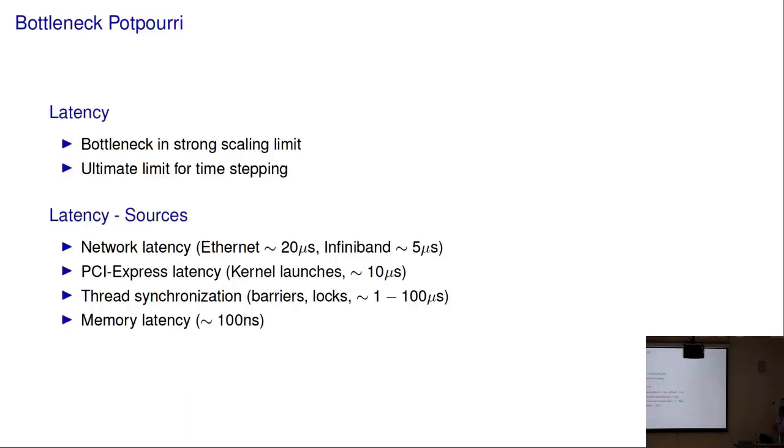Karl put together a list of like his bottleneck potpourri. One of the bottlenecks we deal with is latency, the bottleneck in the strong scaling limit, and it's usually the ultimate limit for time stepping codes. And there are a lot of sources of latency. There's the network latency, PCI Express latency. There could be latency on your QPI interconnect or your mesh interconnect, like we talked about on a NUMA system. Thread synchronization can actually be extremely expensive on some systems, like the first generation Xeon Phi had extremely costly thread synchronization. And of course, there's the memory latency.